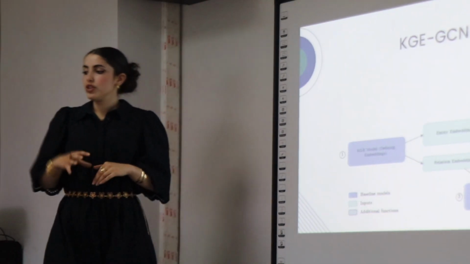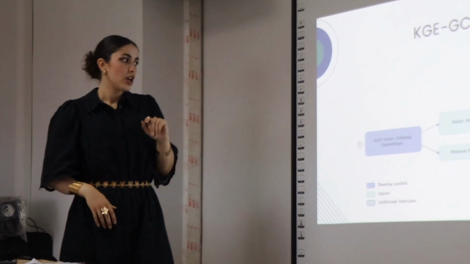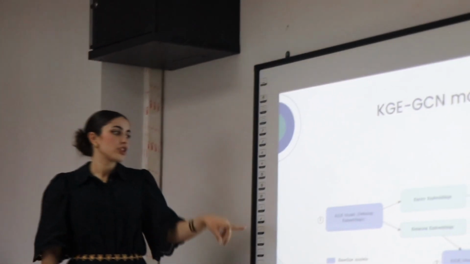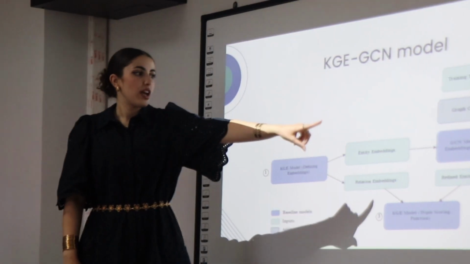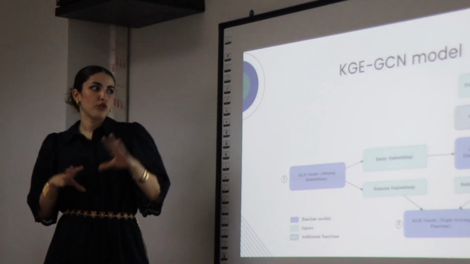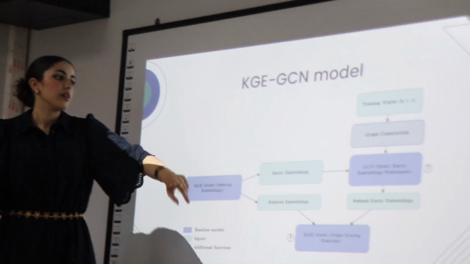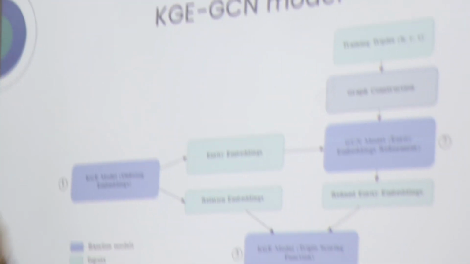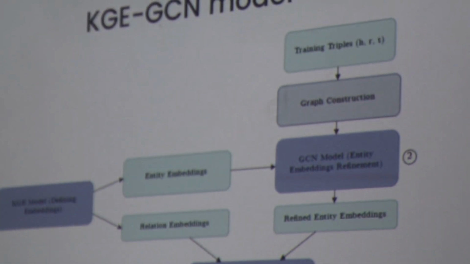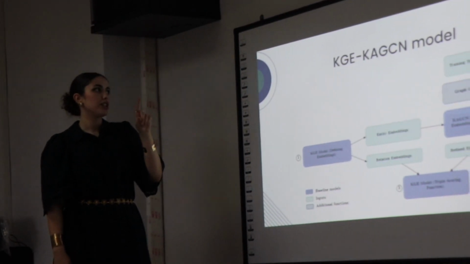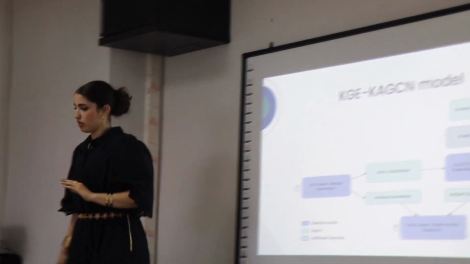So our approach builds upon traditional KGE models, enhancing them with graph-based reasoning by introducing a GCN. First, our model starts by defining the entity and relation embeddings. Then our entity embeddings are refined with the GCN, which aggregates information from neighboring nodes. And then we use these updated entity embeddings with the original relation embeddings to score our triples. This way, the model captures both semantic and structural information. The second model we proposed is the KAGCN model, where we just replace the GCN with the KAGCN.